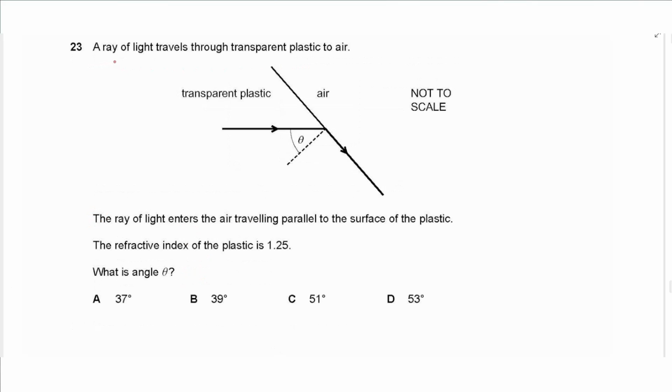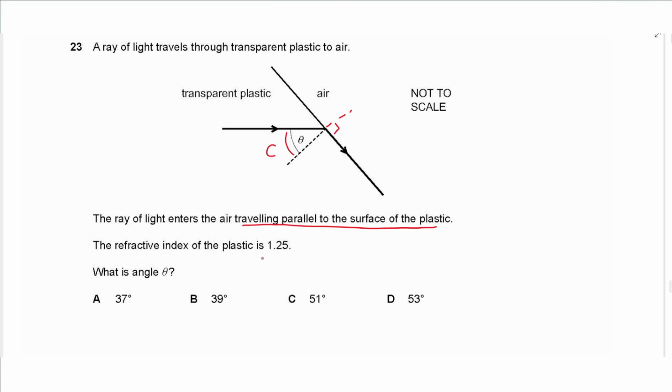Question 23 says a ray of light travels through transparent plastic to air. The ray of light enters the air traveling parallel to the surface of the plastic. So when the refracted ray moves at an angle of refraction 90 degrees parallel to the surface, we call the angle of incidence the critical angle.